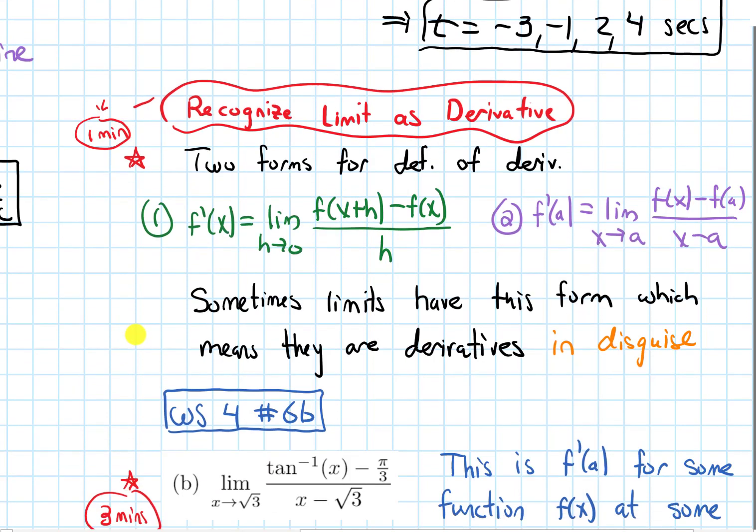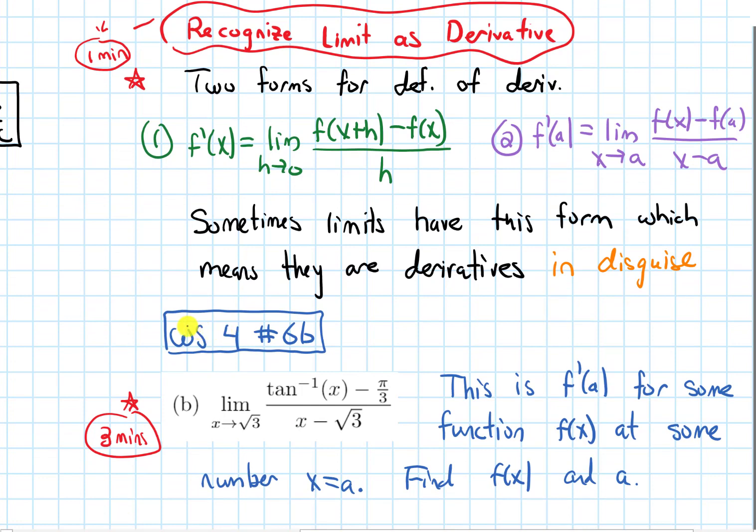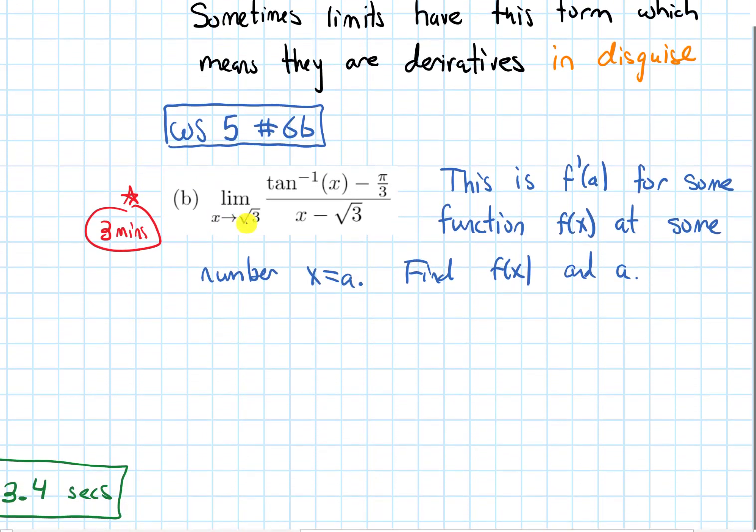Okay, but we are ready to actually practice recognizing certain limits as derivatives. So from worksheet, this should actually say worksheet 5. From worksheet 5, we're going to look at problem 6b. And 6b has this limit as x approaches root 3 of tangent inverse of x minus pi over 3 over x minus root 3. And the question in the worksheet gives us some instructions. It says this is f prime of a for some function f of x at some number x equals a. Find f of x and a.